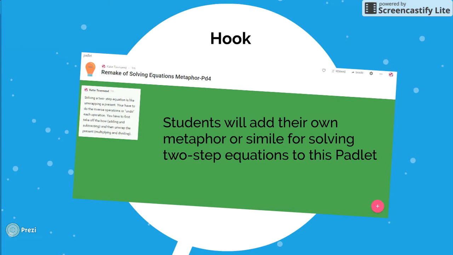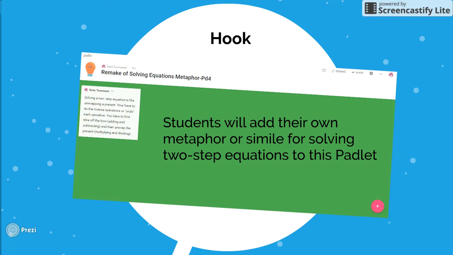For the hook, I have created a metaphor or a simile where solving two-step equations is like unwrapping a present. You have to undo it. So taking off the bow, which is the adding and subtracting, and then unwrapping the present, which is undoing the multiplying and dividing. Then the students are going to have the opportunity to create their own.